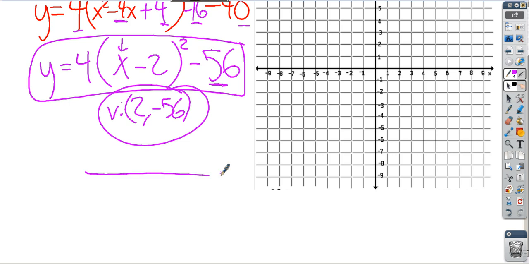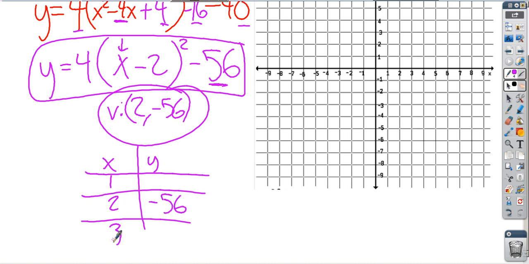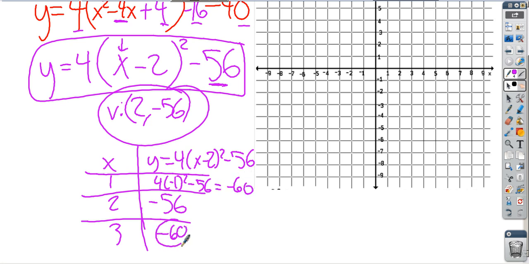Okay, and then to get the rest of the graph, really you just need a couple more points. The vertex goes in the middle, so 2, negative 56. And then we need a point below and a point above. So we just take 1 and plug it in for each of these x's, actually there's only one x right there. Then when we plug in 1 for x right here, we will have 4 times 1 minus 2 is negative 1 squared, minus 56. This whole thing becomes negative 60. And when you plug in 3, that will also be negative 60.